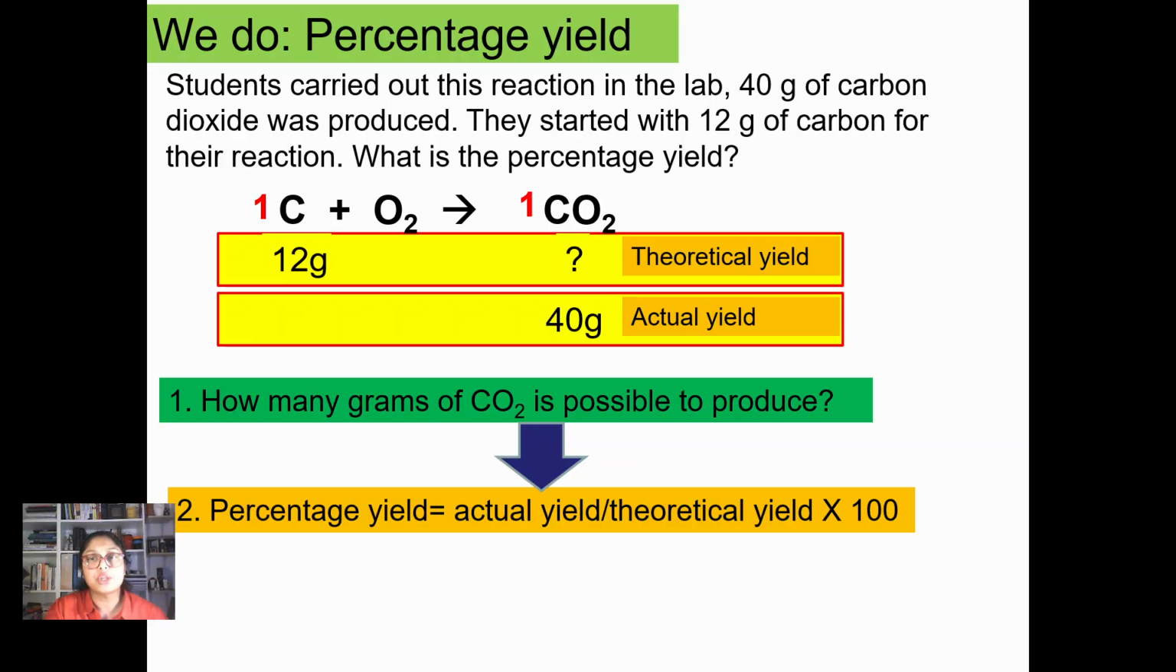How much carbon dioxide can be made from 12 gram? It is 44 gram. Why? Because the RFM, or relative formula mass, of carbon dioxide is 44. This is the theoretical yield of carbon dioxide if you start from 12 grams of carbon.